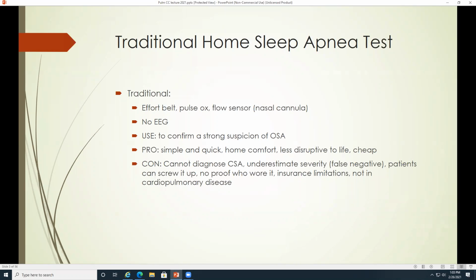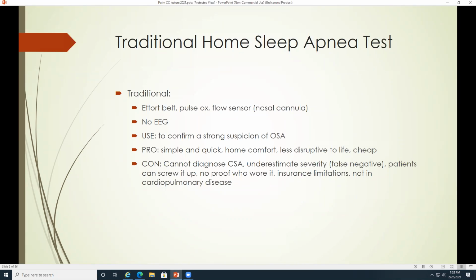A lot of insurances will force you into this, and that's actually a negative about these tests: because they're cheaper, some insurances will require people to do a home sleep test first, even though you may think they need to do an in-lab test. One of the other big downsides to the traditional home sleep test is that it cannot be used to diagnose central sleep apnea, only obstructive. They also tend to underestimate the severity of sleep apnea, so they can be falsely negative.